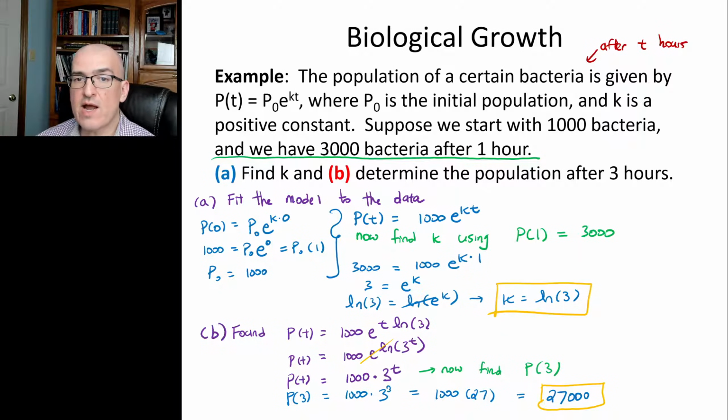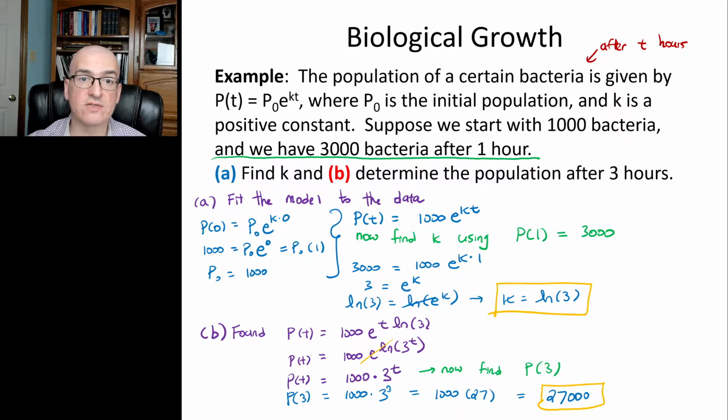So after 3 hours, that means it's going to triple 3 times. After the first tripling, it goes from 1,000 to 3,000. After the second tripling, after 2 hours, it's going to triple to 9,000. Then from hour 2 to hour 3, it's going to triple one more time. So I'm going to take the 9,000 multiplied by 3, we get our 27,000.